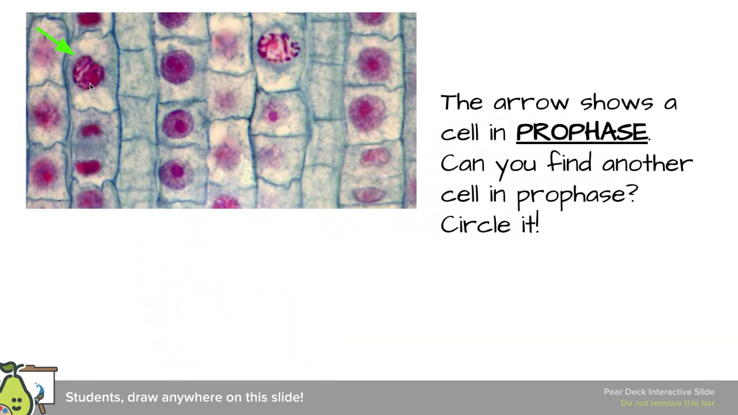Here's an example of a cell in prophase. Notice we can see the squiggles. Those are the chromosomes. Okay, this is another example of what a cell in prophase would look like. We don't see any nucleus, right? This guy is in interphase because we see a nucleus there.